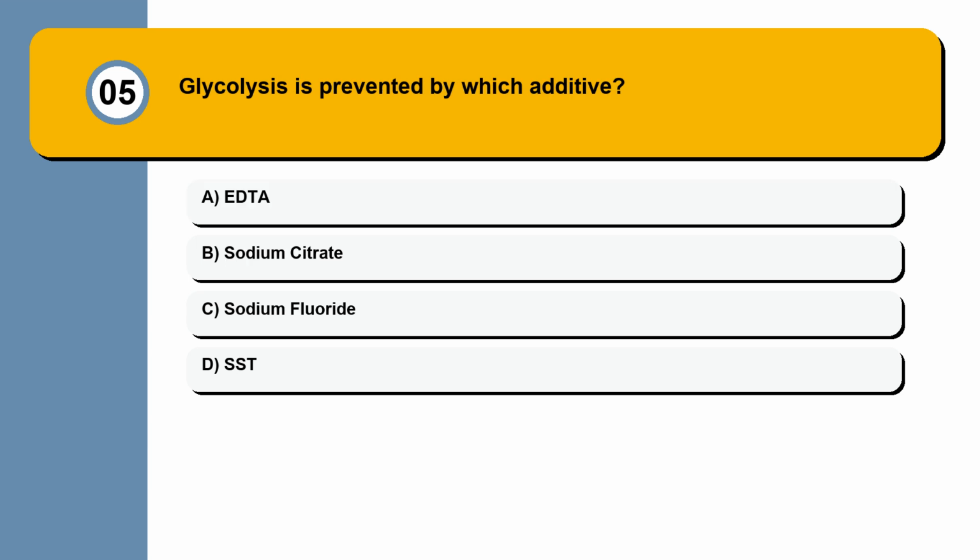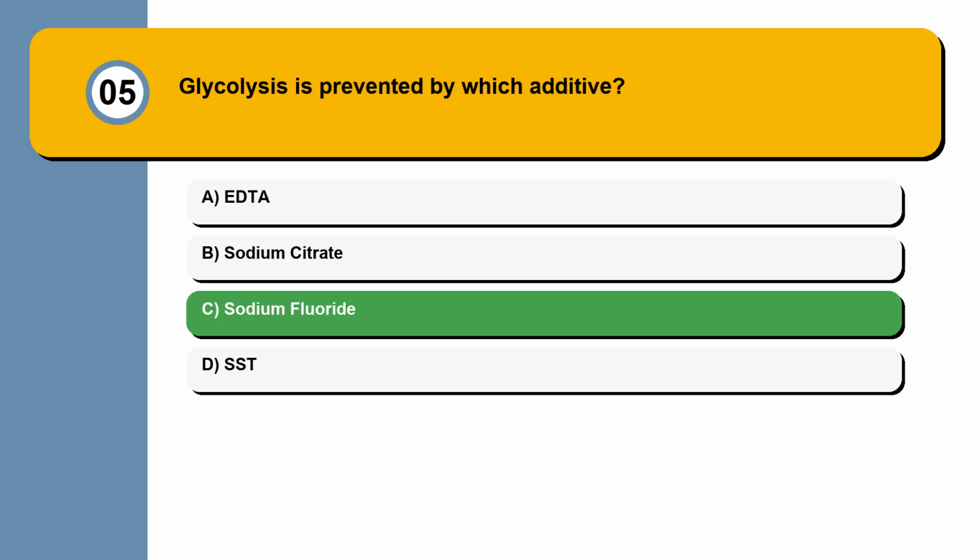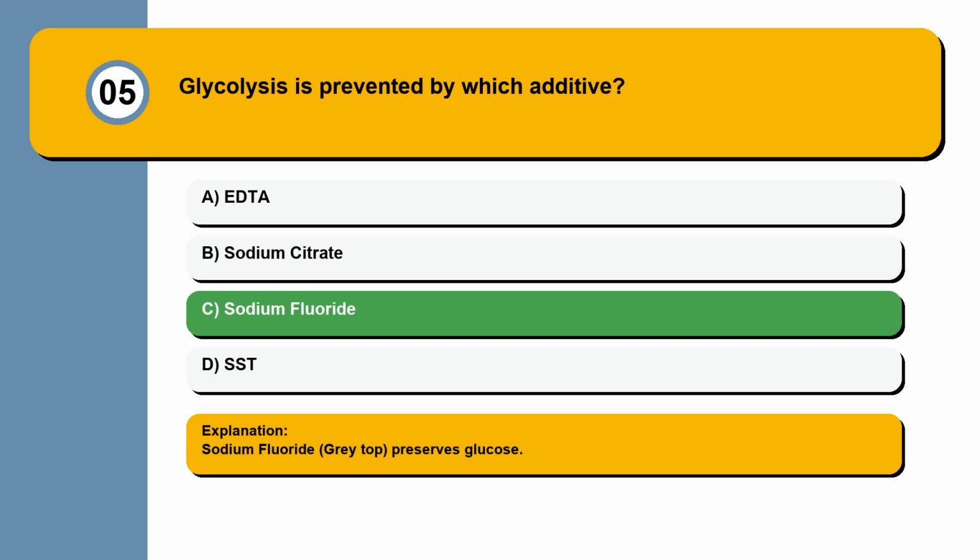Question 5. Glycolysis is prevented by which additive? EDTA, sodium citrate, sodium fluoride, SST. Sodium fluoride, gray top, preserves glucose.